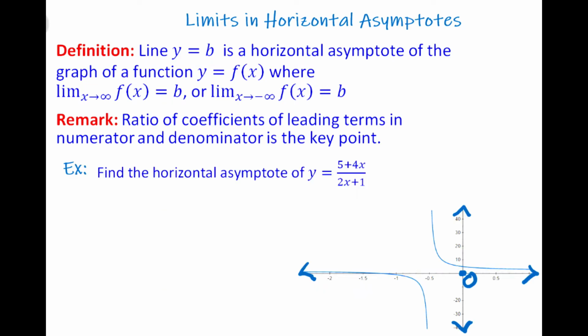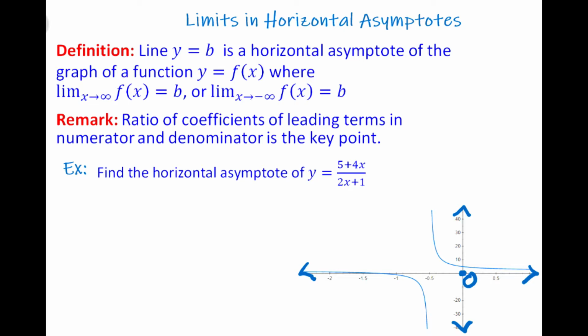And we have an example, guys, and it says find the horizontal asymptote of y equals 5 plus 4x divided by 2x plus 1. I just put the graph of the function here, but actually without looking at the graph, we can easily find out the solution as well.